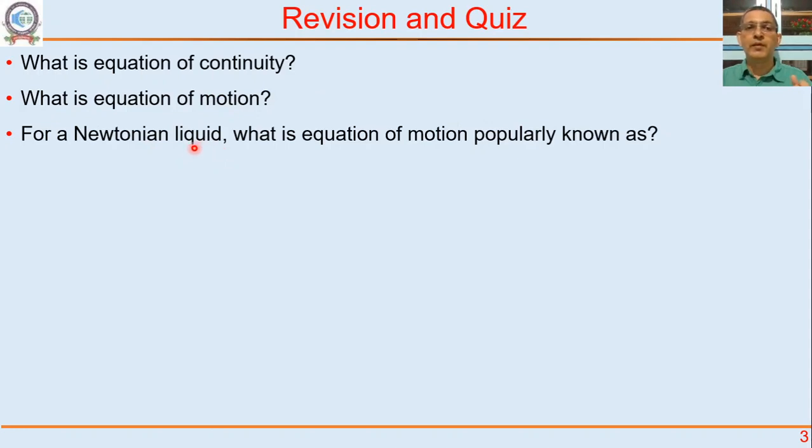Liquid means constant density, incompressible. Newtonian means a linear relationship between stress and strain. Revise, answer it for yourself. That will help you to revise.